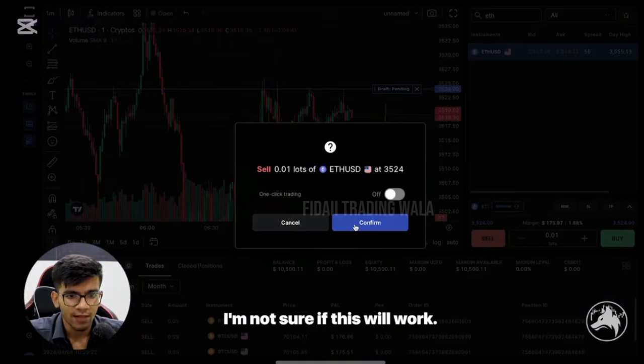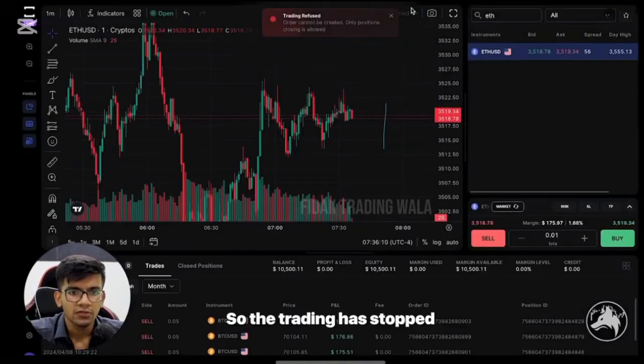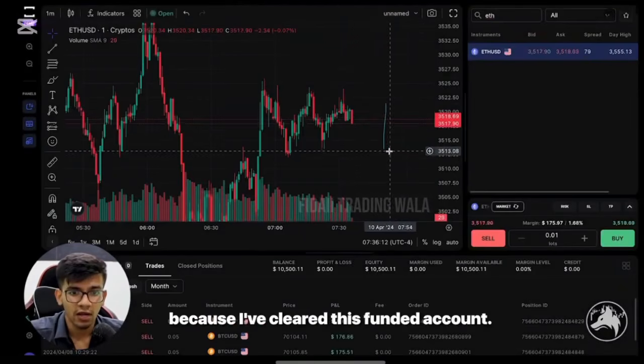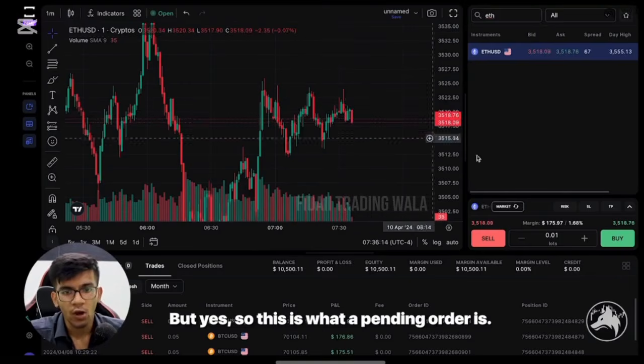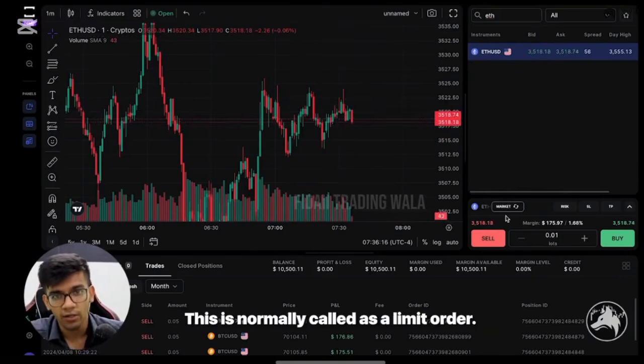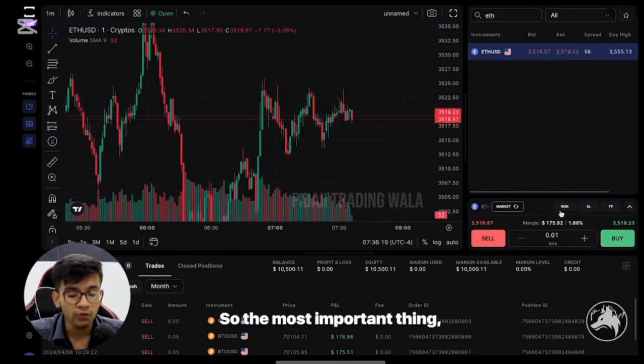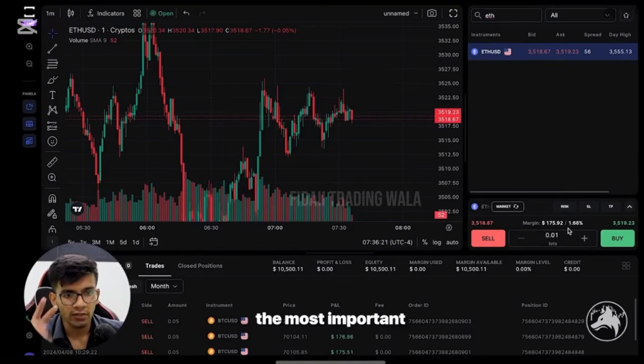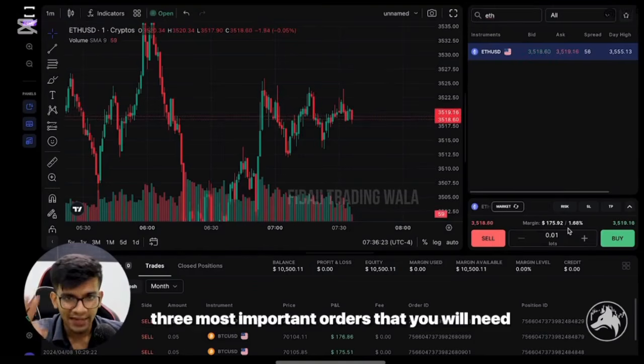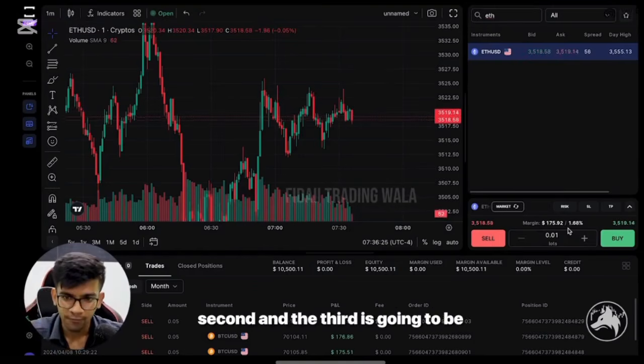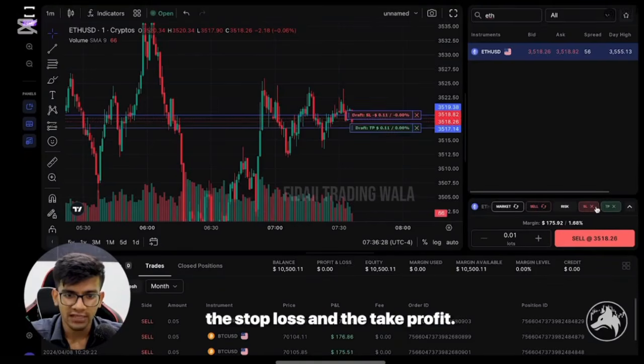So let's say I do that. I'm not sure if this will work. The trading has stopped because I've cleared this funded account. But yeah, this is what a pending order is. This is normally called a limit order. Let me show you another. The three most important orders that you will need are, first, the market order, second and third, the stop loss and the take profit.